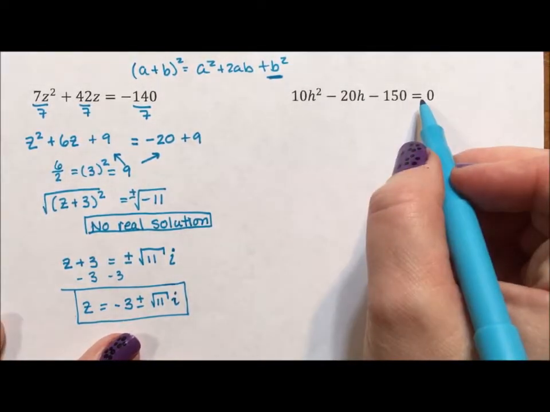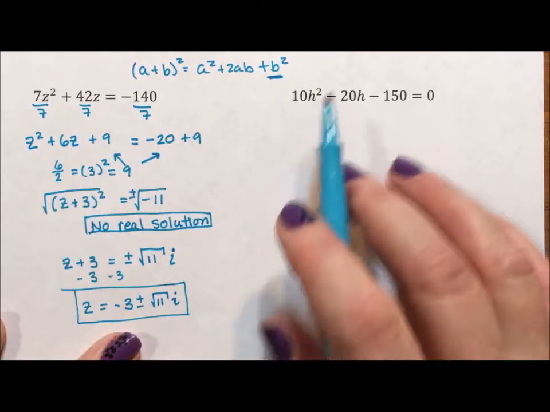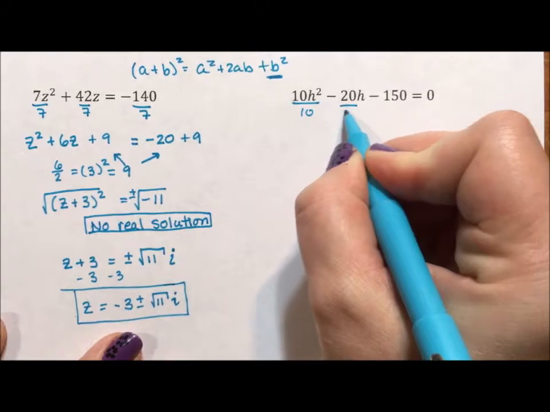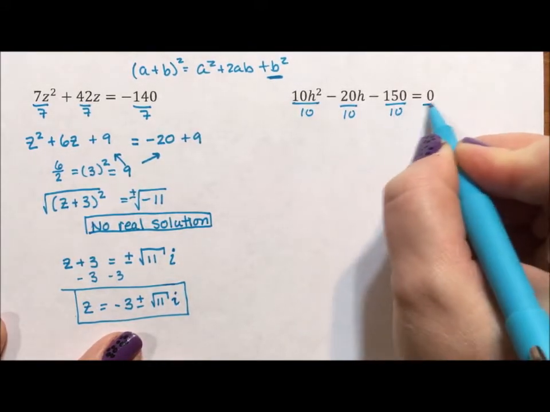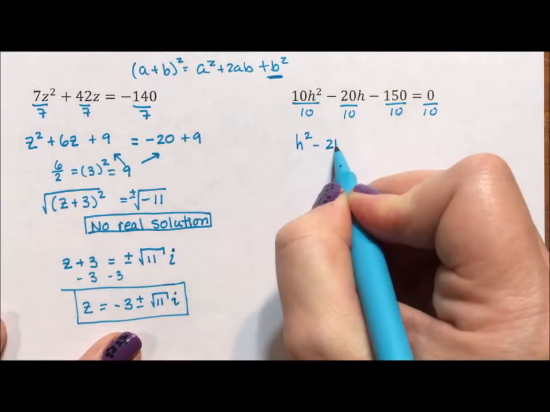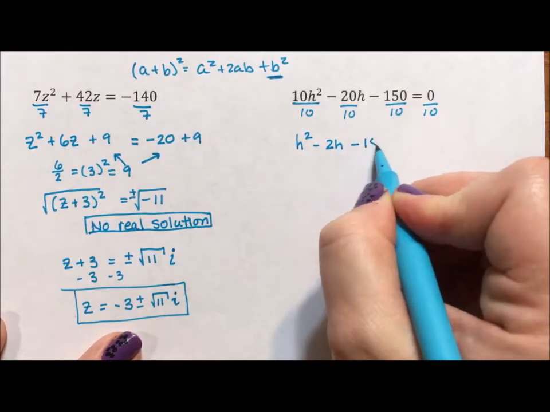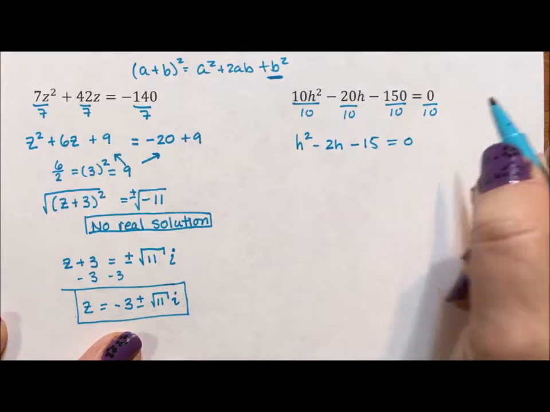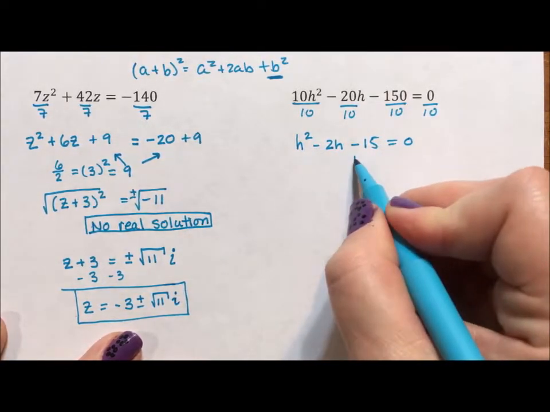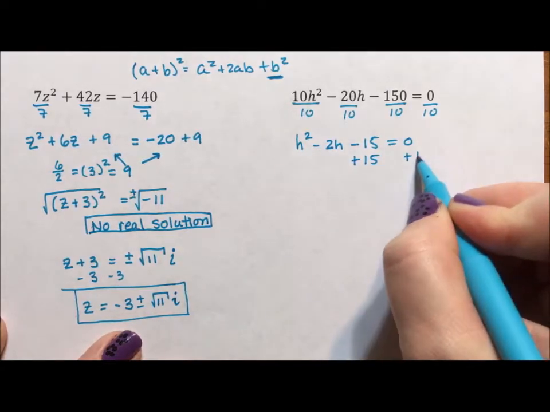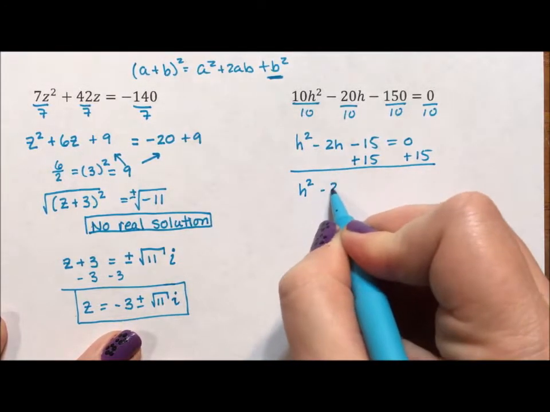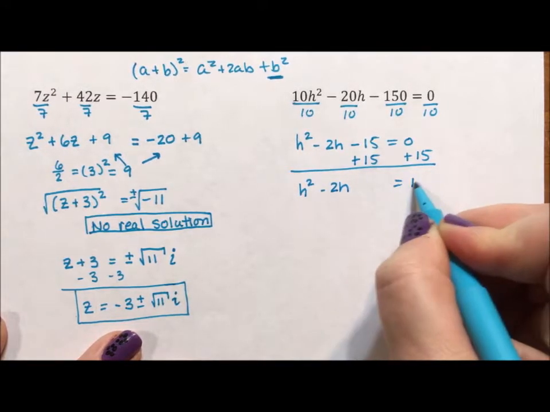Okay, for this next one, I'm going to start very similarly, where the h squared has a 10, and I'm going to divide each term by 10, so that I have h squared minus 2h minus 15 equals 0. I know some of you are thinking this wouldn't be hard to factor, but we're going to add this 15 over so we can do completing the square. h squared minus 2h equals 15.